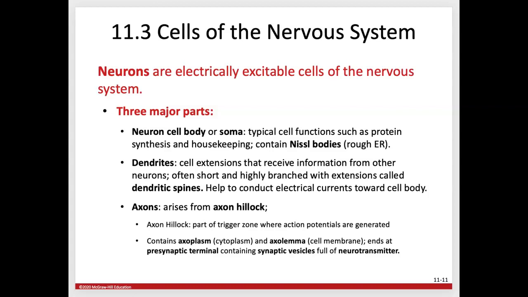We've already talked about synaptic vesicles and what's in those vesicles. In some cases, it's going to be acetylcholine. In other cases, it'll be a different type of chemical, but usually it is a neurotransmitter. Sometimes neurotransmitters can act as a neurotransmitter and also a hormone, but we'll talk about that when we get into the last unit of this semester. So those are the three major parts and a couple of little extras.